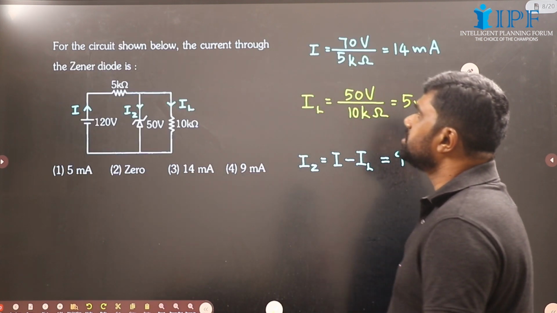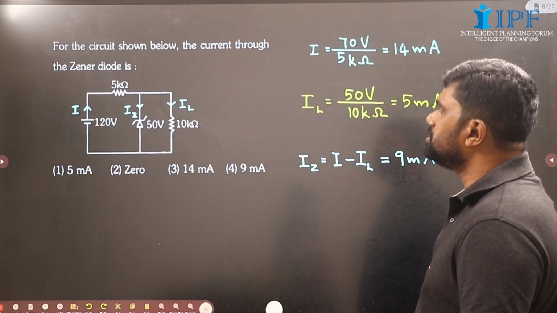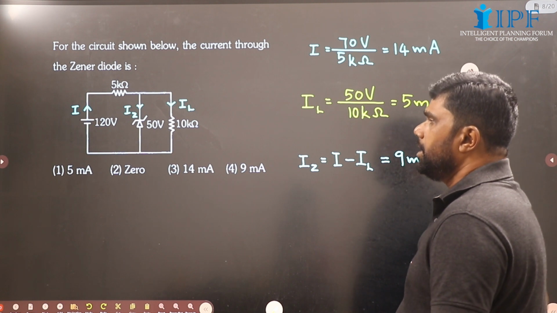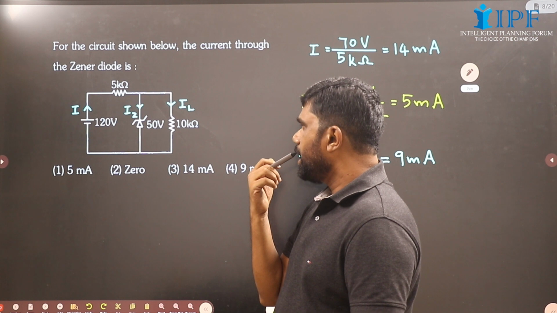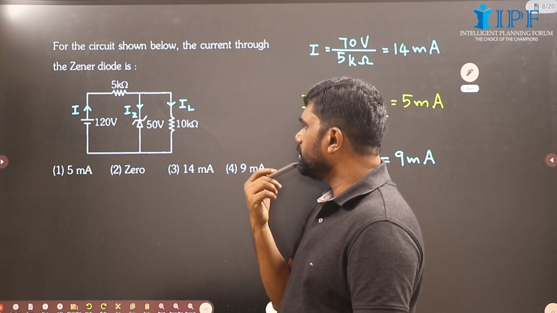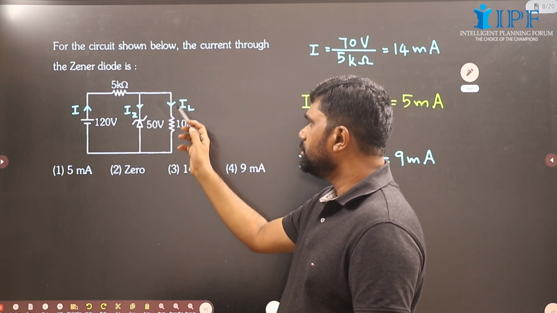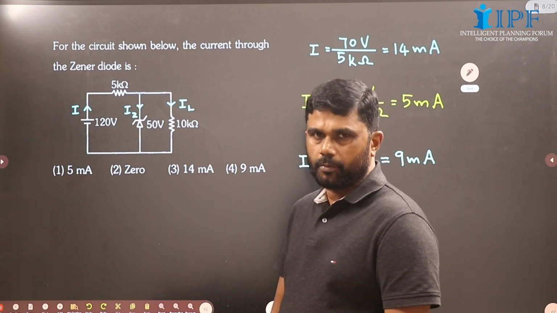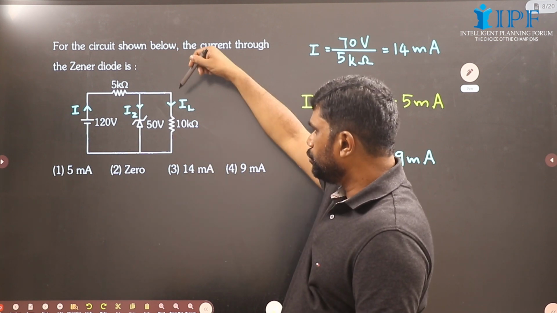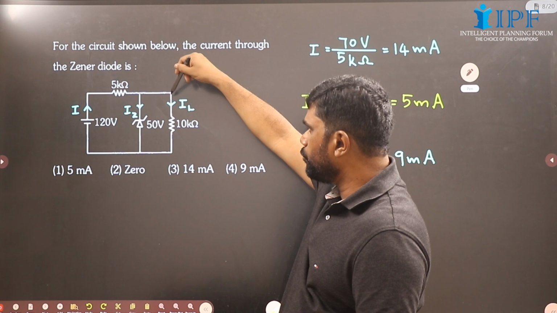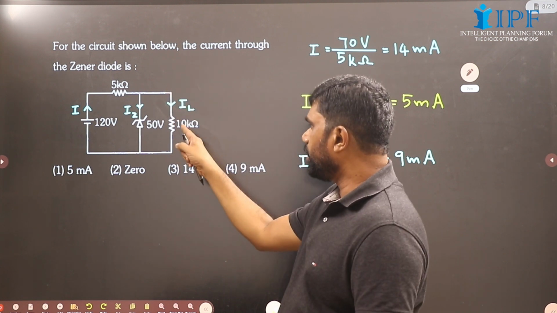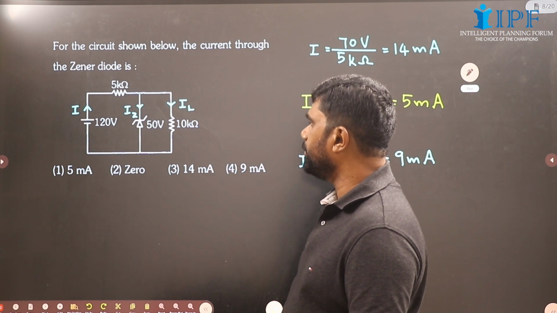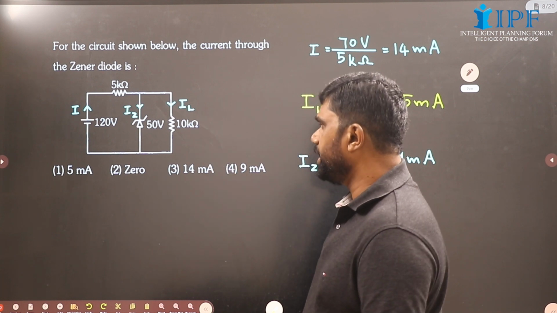Okay, for the circuit shown below, the current through the Zener diode is, see here we have 120 volt. Okay, and 120 volt, this is 50 volt. So current through this will be 10 kilo ohm. See, current through 10 kilo ohm will be, the voltage across 10 kilo ohm is 50 volt. So 50 divided by 10 means 5 milliampere. IL equal to 5 milliampere.